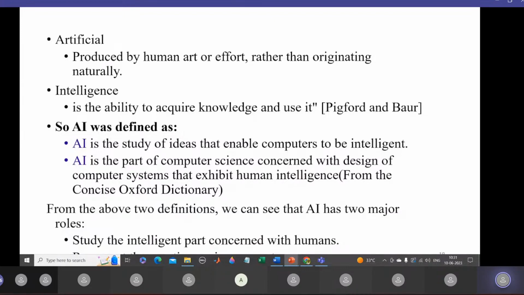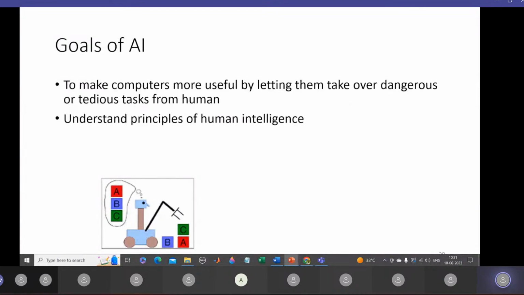So you can say that the intelligent part is concerned with human beings. Two major roles of this. What are the goals of AI? To make computers more useful by letting them take over the dangerous or tedious tasks from human beings. What the human being cannot do, they'll make the system do.